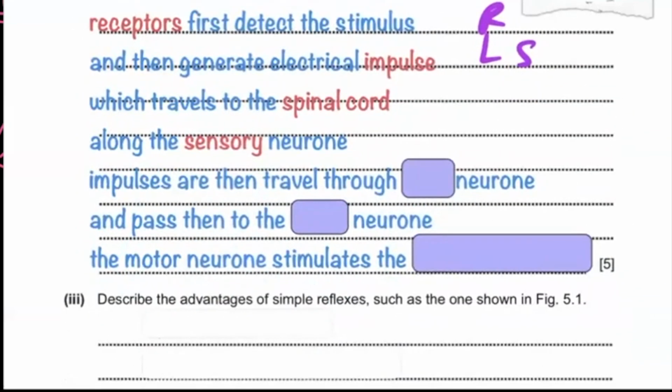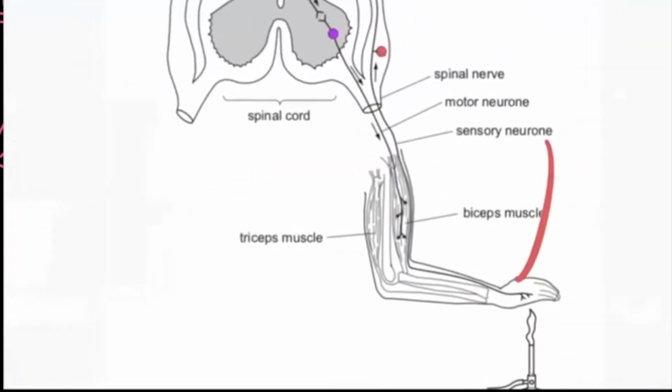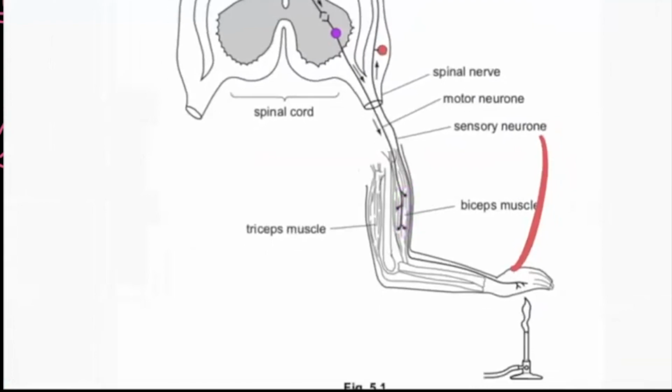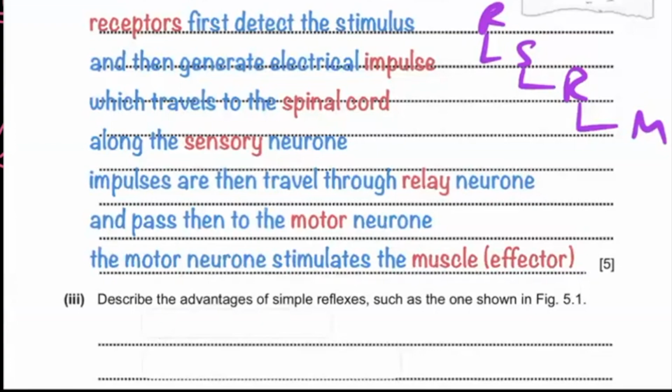Then I'll take it to the next neuron in order. So what's the next neuron after the sensory? We have relay. And following the relay, I'll have the motor, right? Following this, you're going to end up with that effector. So this is going to refer to the effector shown in the diagram. I have the muscle shown here, so that's what I'm going to refer to, okay? So that's how we would write that answer regarding the reflex actions.